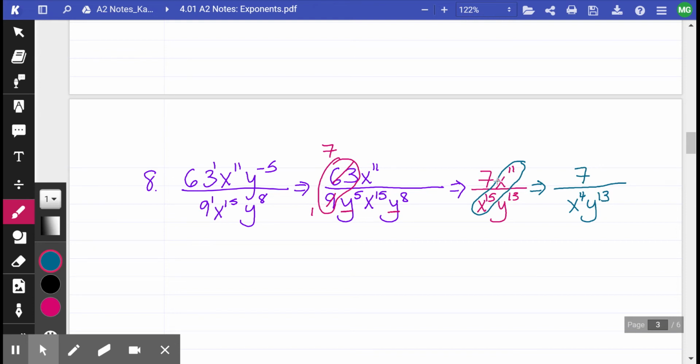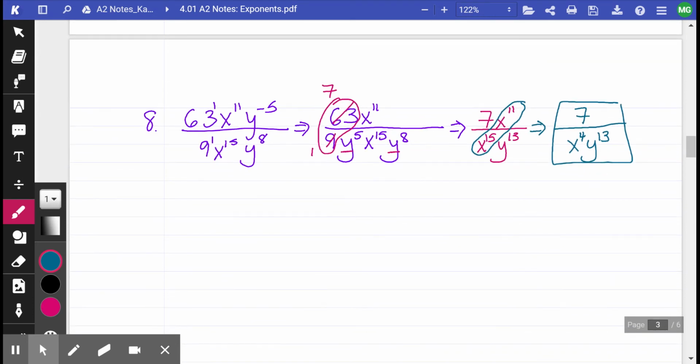If you did always subtraction, if you're doing 11 minus 15, you would end up with x to the negative 4 on top and then have to get rid of the negative exponent. I like to, when I'm doing division, just ask where do I have more and how many more, and that's where it will go. So if I'm more in the numerator, it stays in the numerator. More in the denominator, it stays in the denominator.